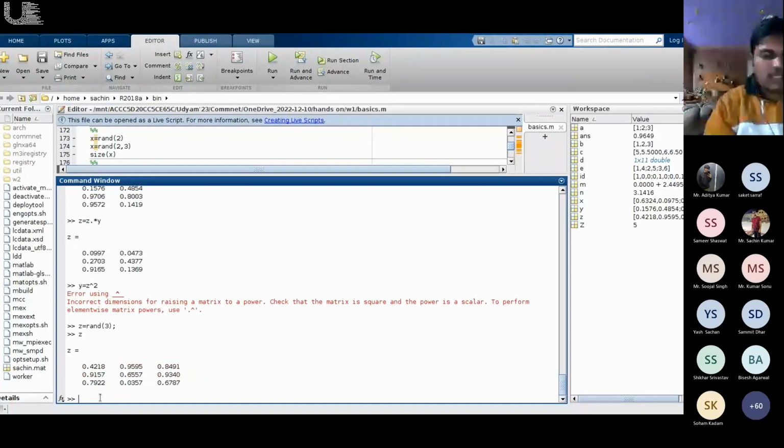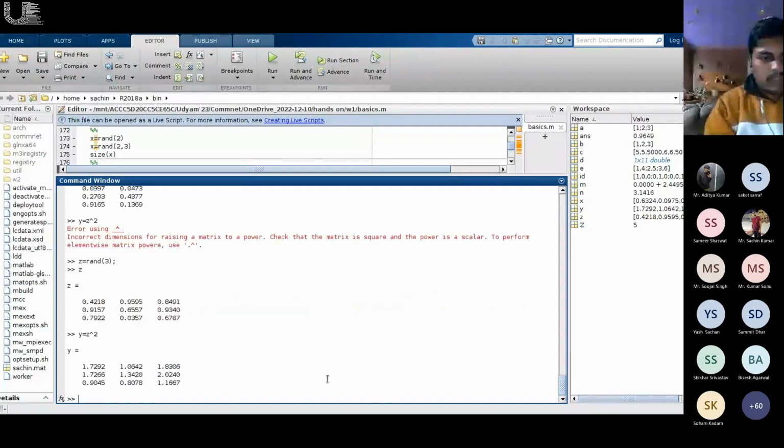उसको z को प्रिंट करते हैं. z को प्रिंट किया. Now let's say y is equal to z power 2. Okay. Let's see what it is. So it is printing the square matrix. That is, it is multiplying z into z. Okay. It is printing z into z, normal matrix multiplication. Now if I write y is equal to z dot square, बता सकते हैं इसमें क्या होगा? Anyone?